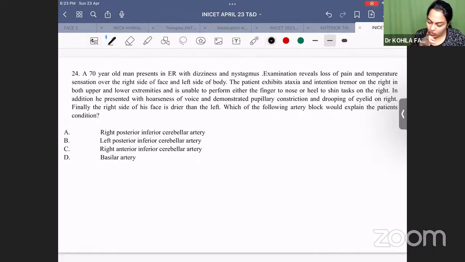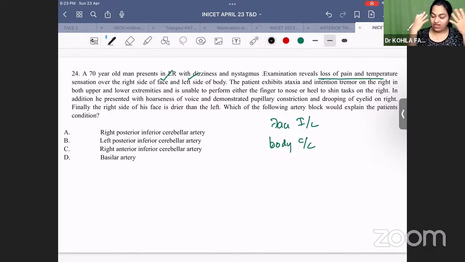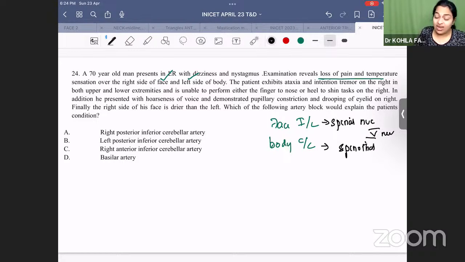Okay, as you told, it's lengthy, but it's easy. So what are the things that are seen here? First point, loss of pain and temperature, where? Face and the left side of the body. Face ipsilateral, body contralateral. So what are the tracts involved here? Any sensation from the face, where is it going? It's going to reach the spinal nucleus and tract of the fifth nerve. Body contralateral, that involves your spinothalamic tract, pain and temperature. So it's going to be the lateral spinothalamic tract.